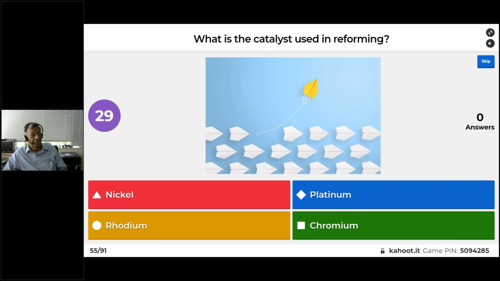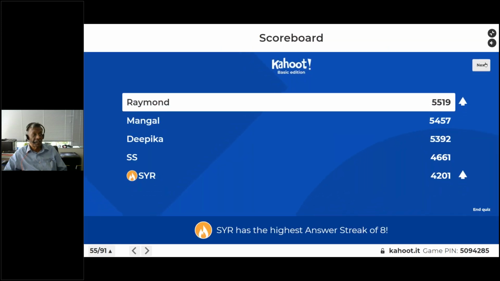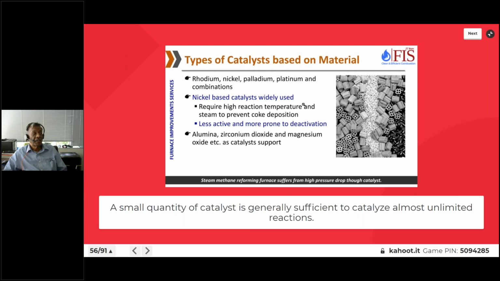So let's talk about what catalyst is used in the reforming process, steam methane reforming process. Well, almost all of you got it right. It's a nickel catalyst. Yes, even though we can use platinum, rhodium, some of these catalysts, but nickel is the most common catalyst which is used in the steam methane reforming. So nickel-based catalyst, and the base is typically alumina or zirconium dioxide or magnesium dioxide. They are used as catalyst supports.